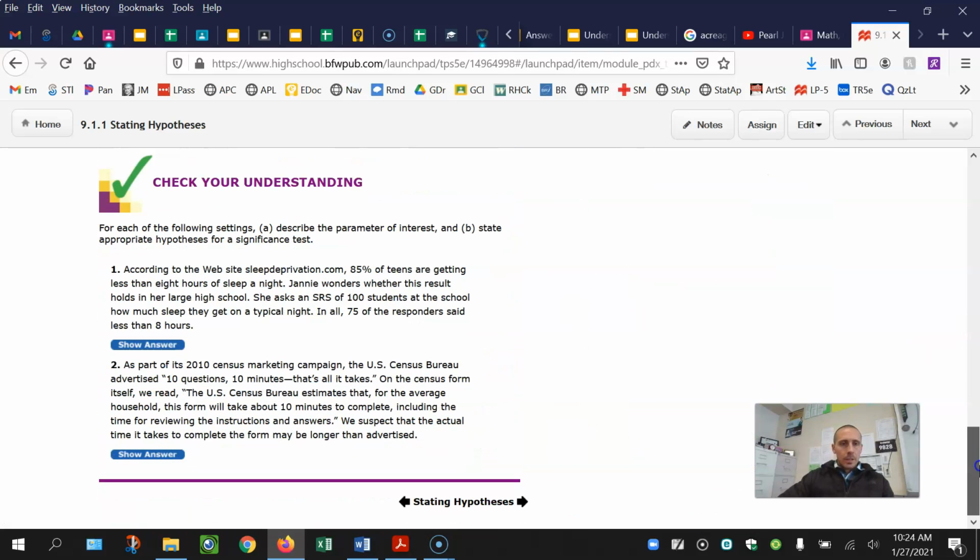All right. So this check your understanding just asks you to do two things. Describe the parameter in words and symbols, and then state the null and alternative hypothesis. So pause the video now and work through these.